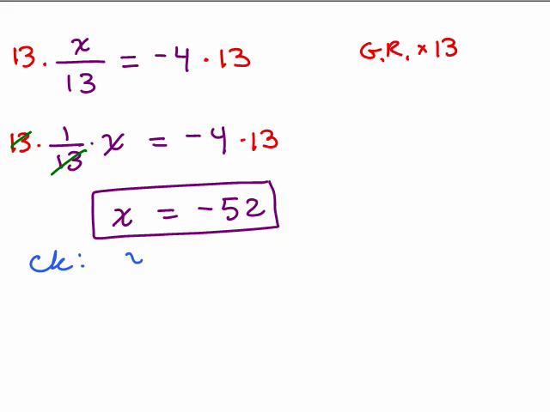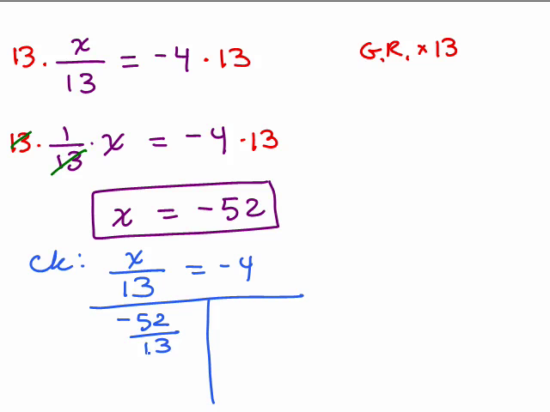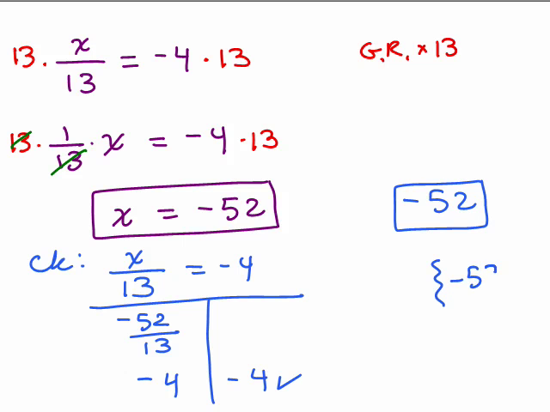So the original problem, x over 13 equals -4, and we're going to put in -52 for x and divide, and that is -4. You could do that with a calculator, or I always remember 4 times 13 is 52. I think of 8 deck of cards. All right, so that's correct. So that means -52 is the answer, or if you want, you could put it in solution braces.